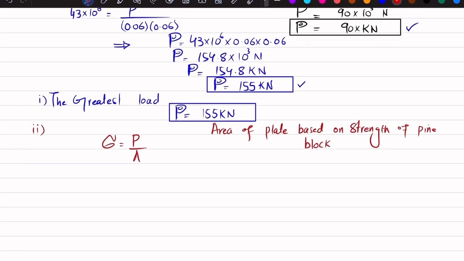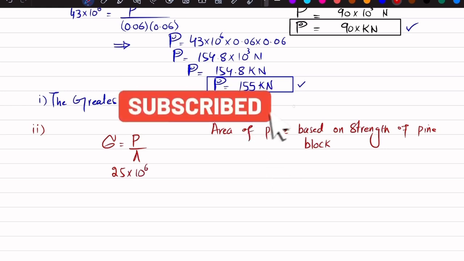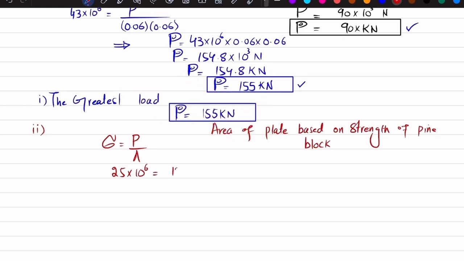So the stress is 25 into 10 to the power 6 Pascal. Sorry, it will be Pascal. 25 into 10 to the power 6 is equal to P, the largest load, so 155 into 10 to the power 3 divided by the area. From here, you will get the area equal to 6.19 into 10 to the power minus 3, and the unit will be square meter.